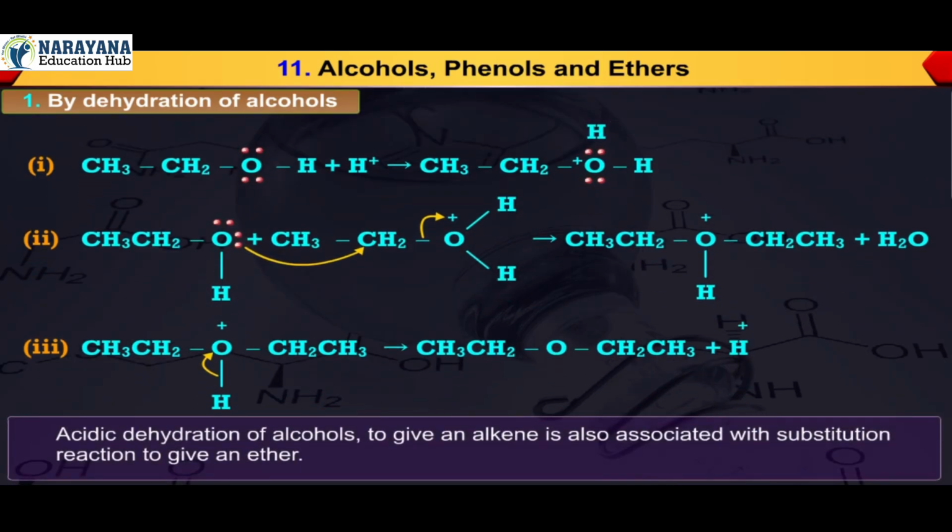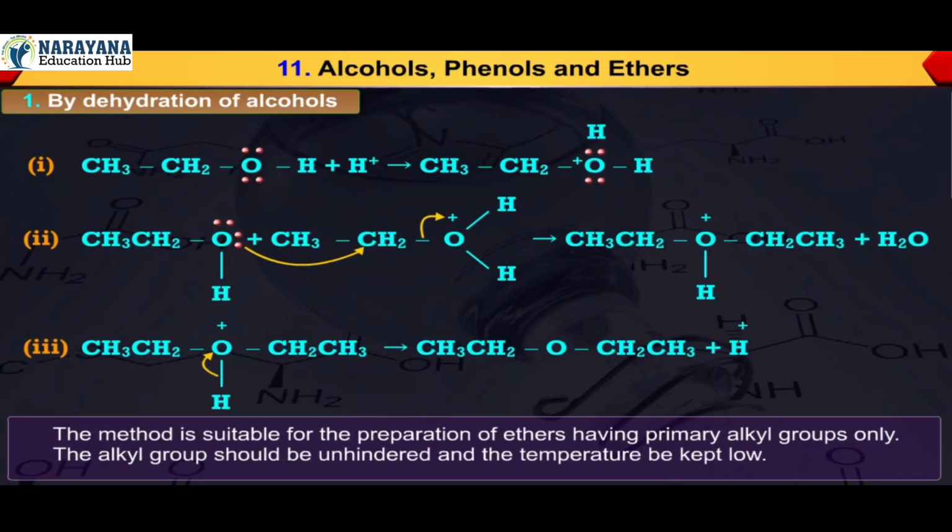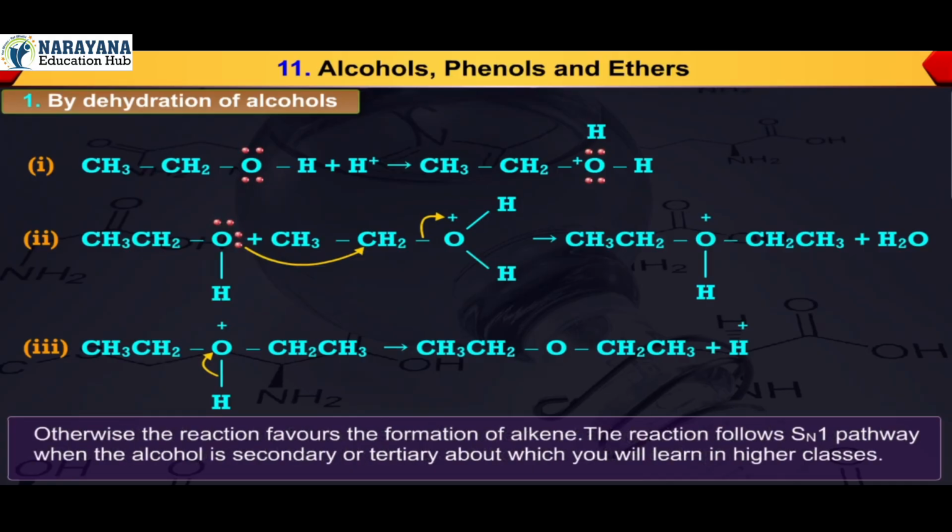Acidic dehydration of alcohols to give an alkene is also associated with substitution reaction to give an ether. The method is suitable for the preparation of ethers having primary alkyl groups only. The alkyl group should be unhindered and the temperature be kept low. Otherwise, the reaction favors the formation of alkene.